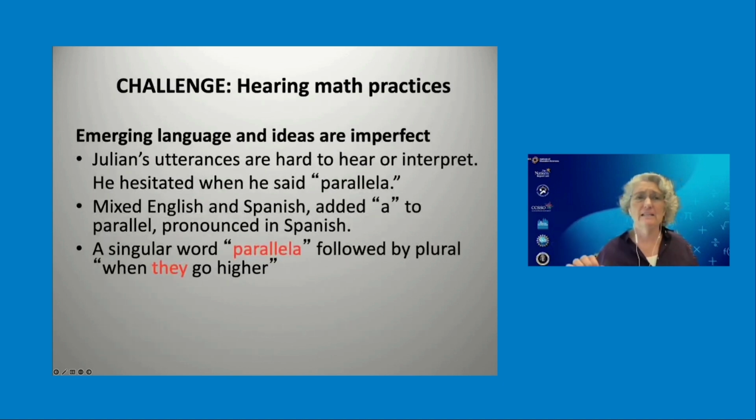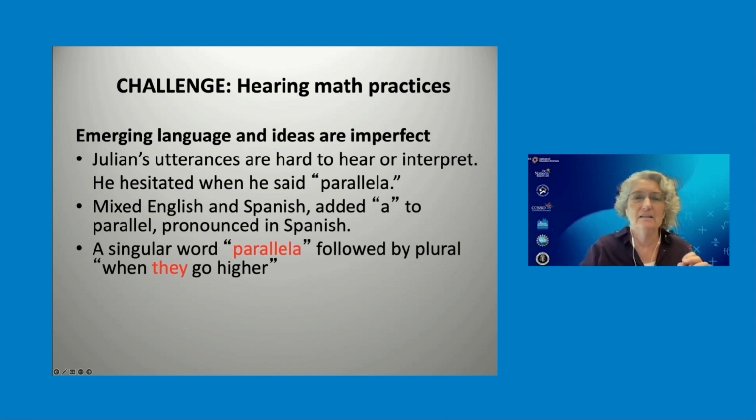Now, it may be a challenge to hear math practices. For example, the emerging language and the ideas might be imperfect. So if we look at Julian's utterances, they may be difficult to hear or interpret. He hesitated when he said paralela. He may have been mixing English and Spanish. He added an a to paralela instead of parallel and pronounced it in Spanish. And then a singular word, paralela, was followed by the plural when they go higher. But that's not what we want to focus on.